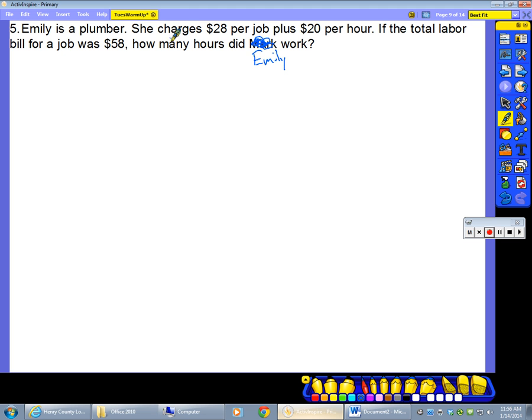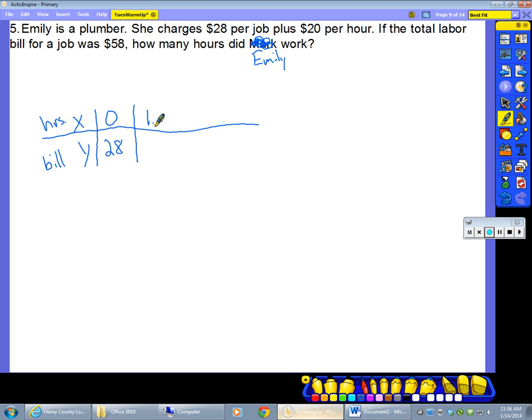Here we go. So she charges $28 per job. This is very similar, I think, to number 2. But I'm going to create my if-then table. So in this case, we've got the hours worked and the bill for the job. If Emily worked 0 hours, she's still going to get paid $28 because she charges per job whether she works there or not.